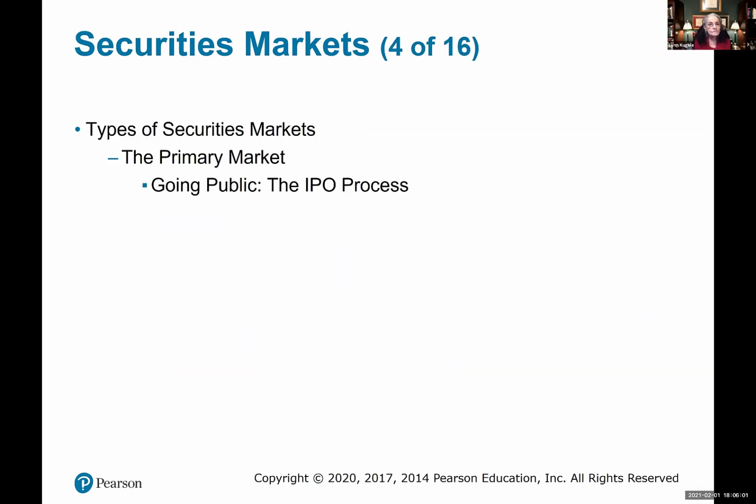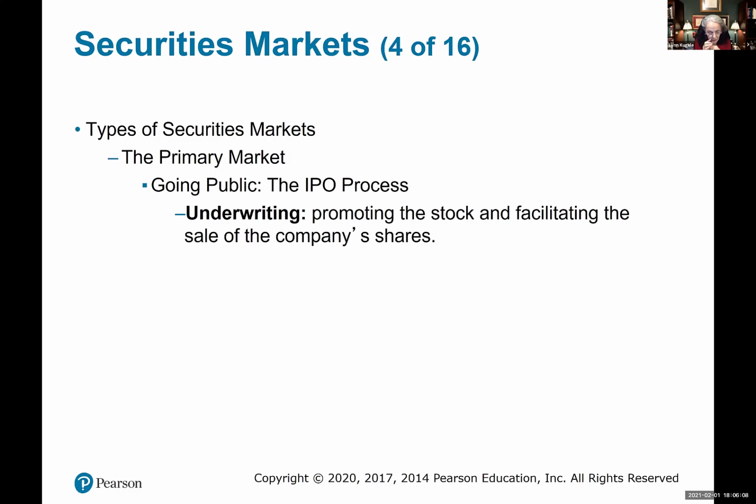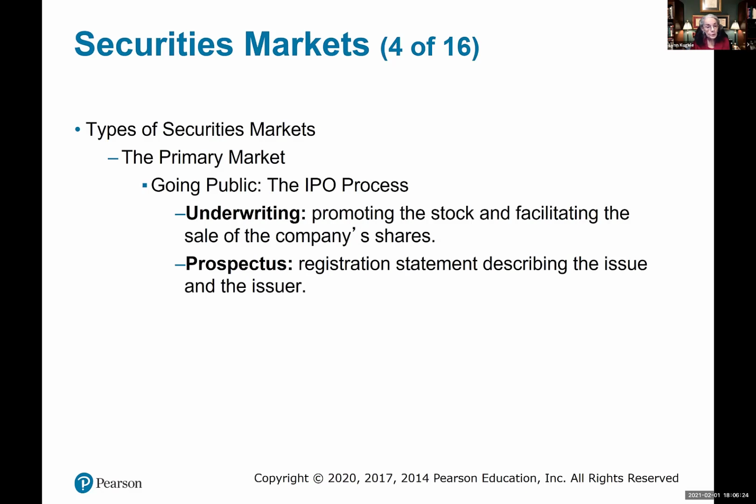Okay. Going public, the IPO process. A firm wishing to issue securities for the first time, they're going to need an underwriter. The underwriter helps them design the offering, write up all the documentation, everything that has to go to the SEC. They promote it and they facilitate the sale. They put together a prospectus. We'll see one on a coming slide. It's the whole statement that describes both the company and what they're issuing.